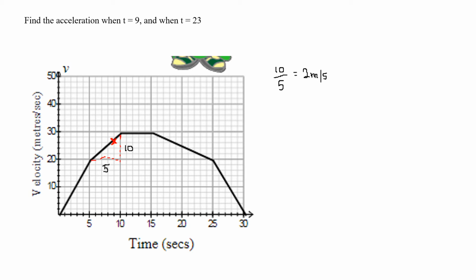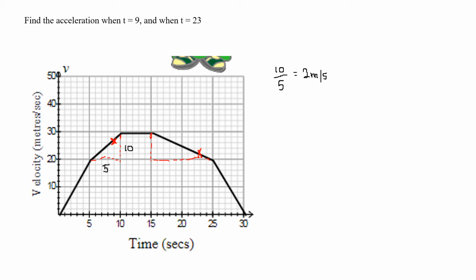Now the second part of the question, when t equals 23. So t equals 23 is here. Again, I need to work out the gradient of the line segment on which t equals 23 lies. And this is going to be this line segment here.